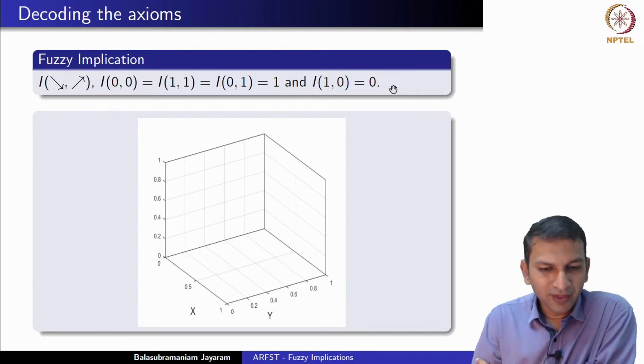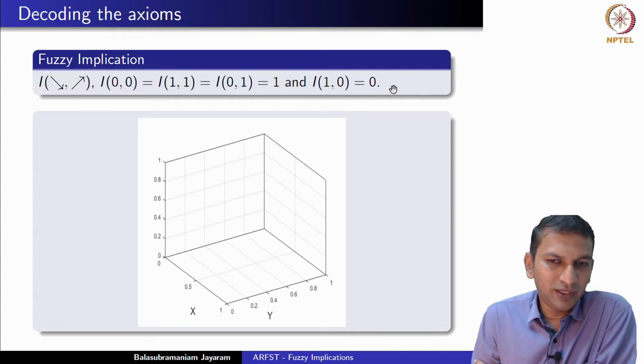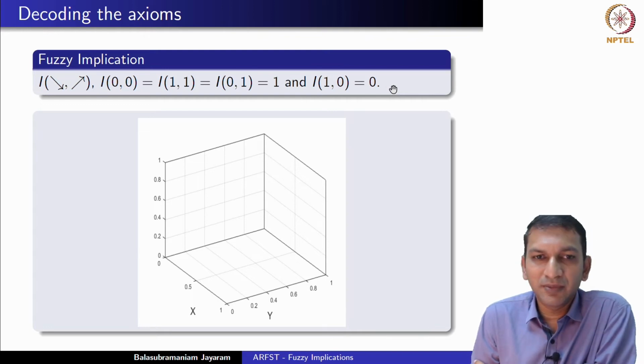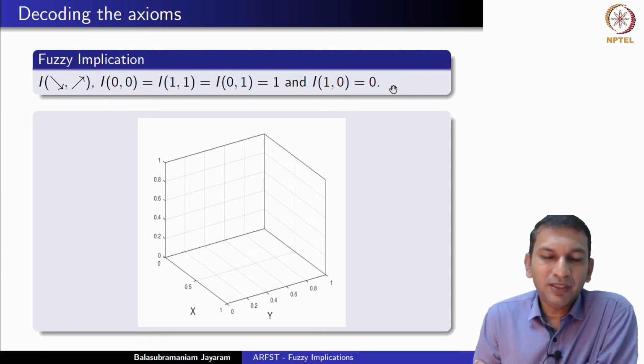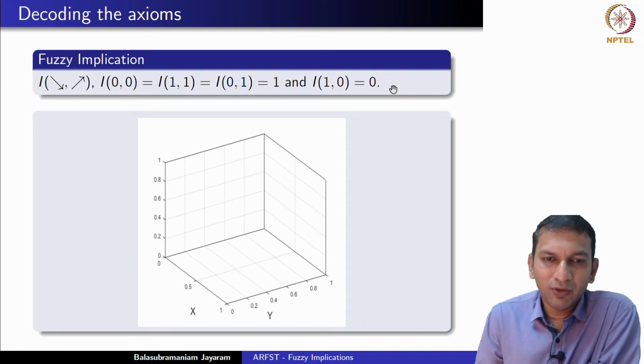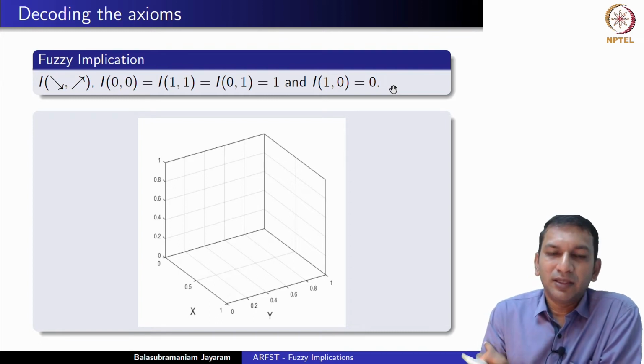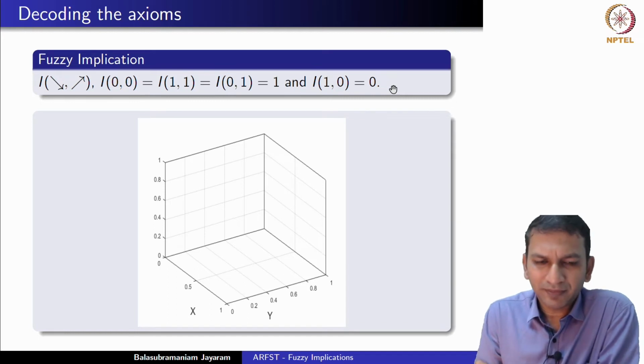Once again, note that in the definition of fuzzy implication, we have not asked for any algebraic property like symmetry, associativity, or even neutrality. So we have kept the definition extremely simple. We only abstracted the properties that we are able to see in the truth table.